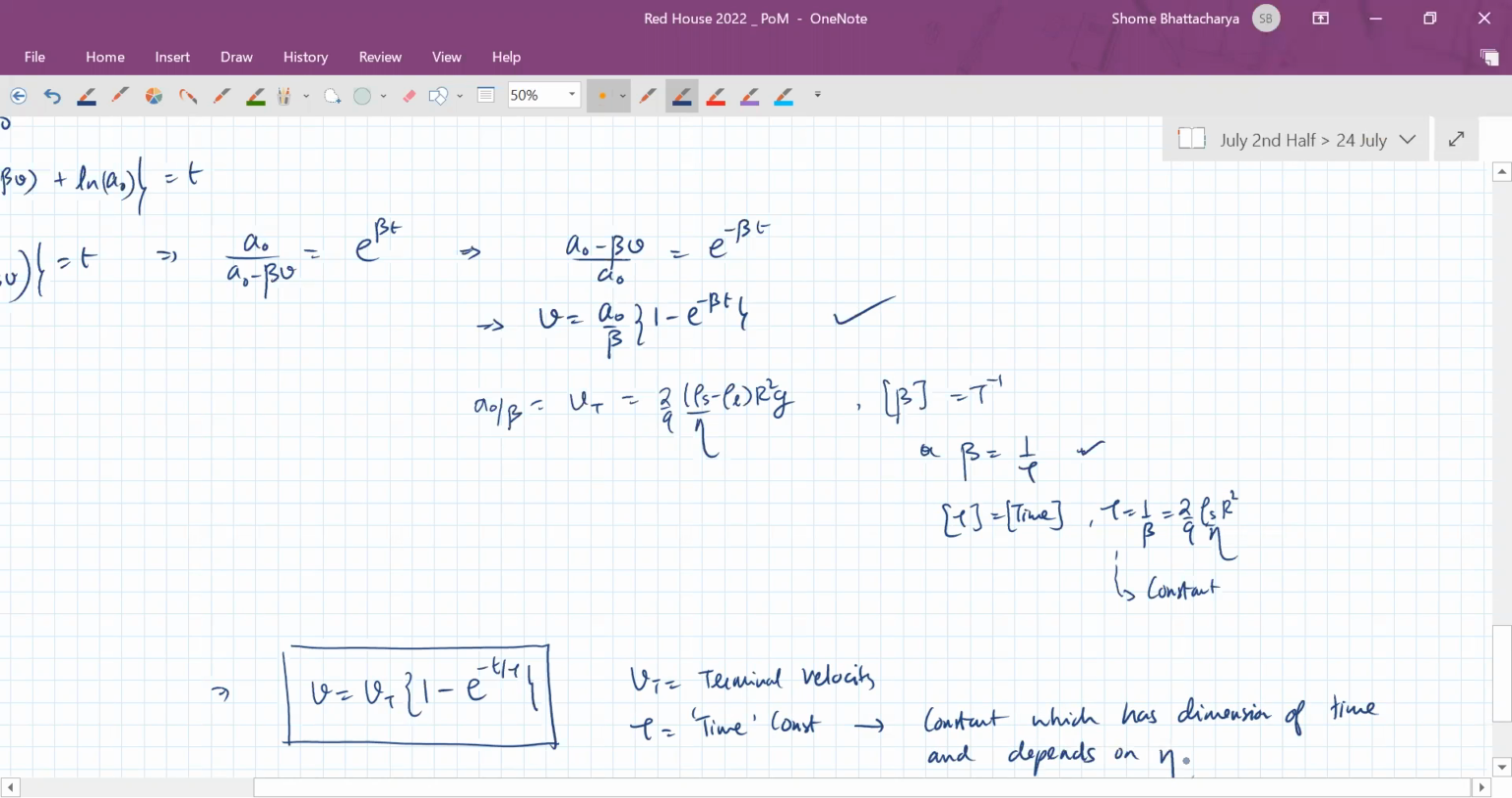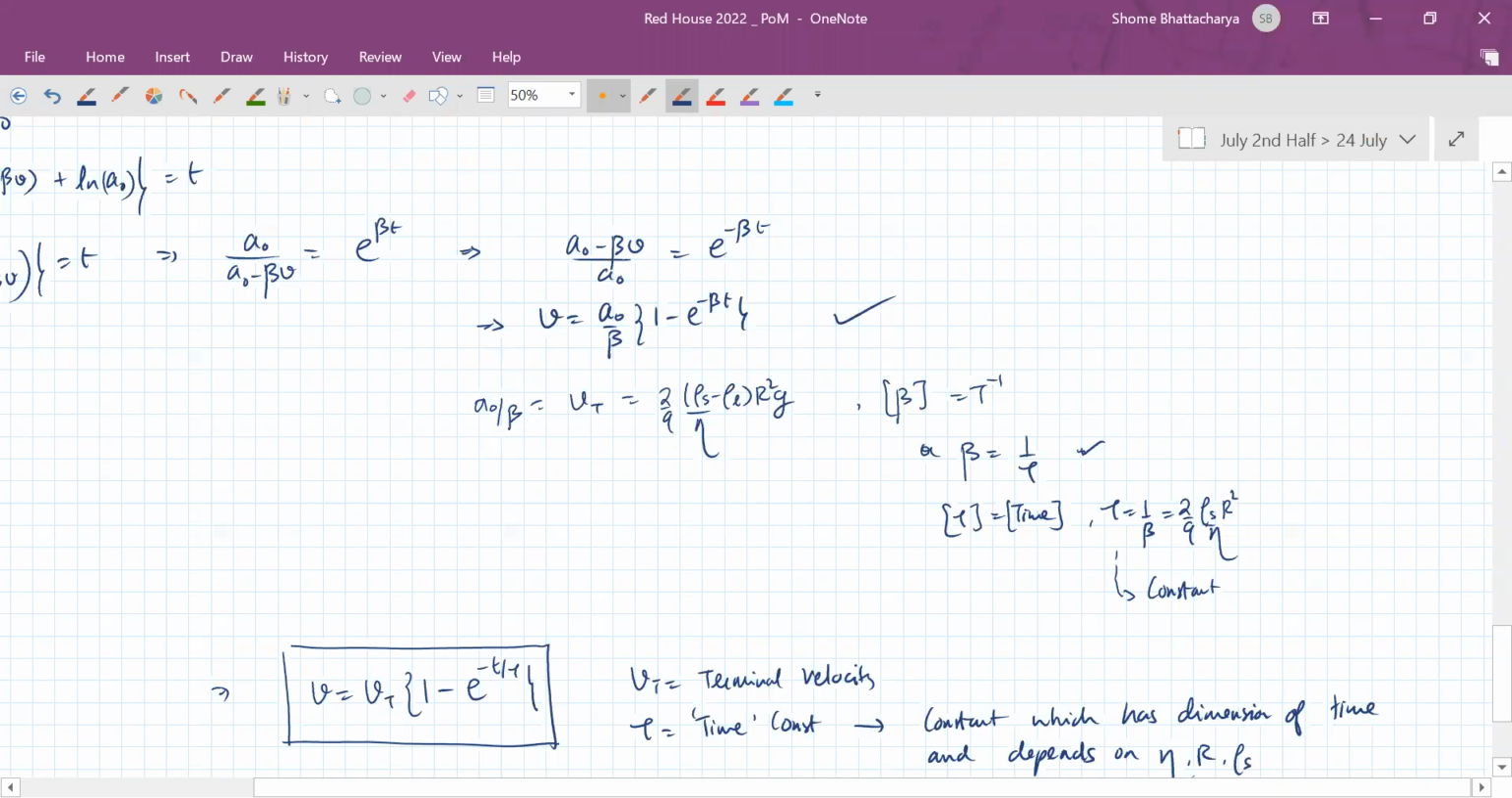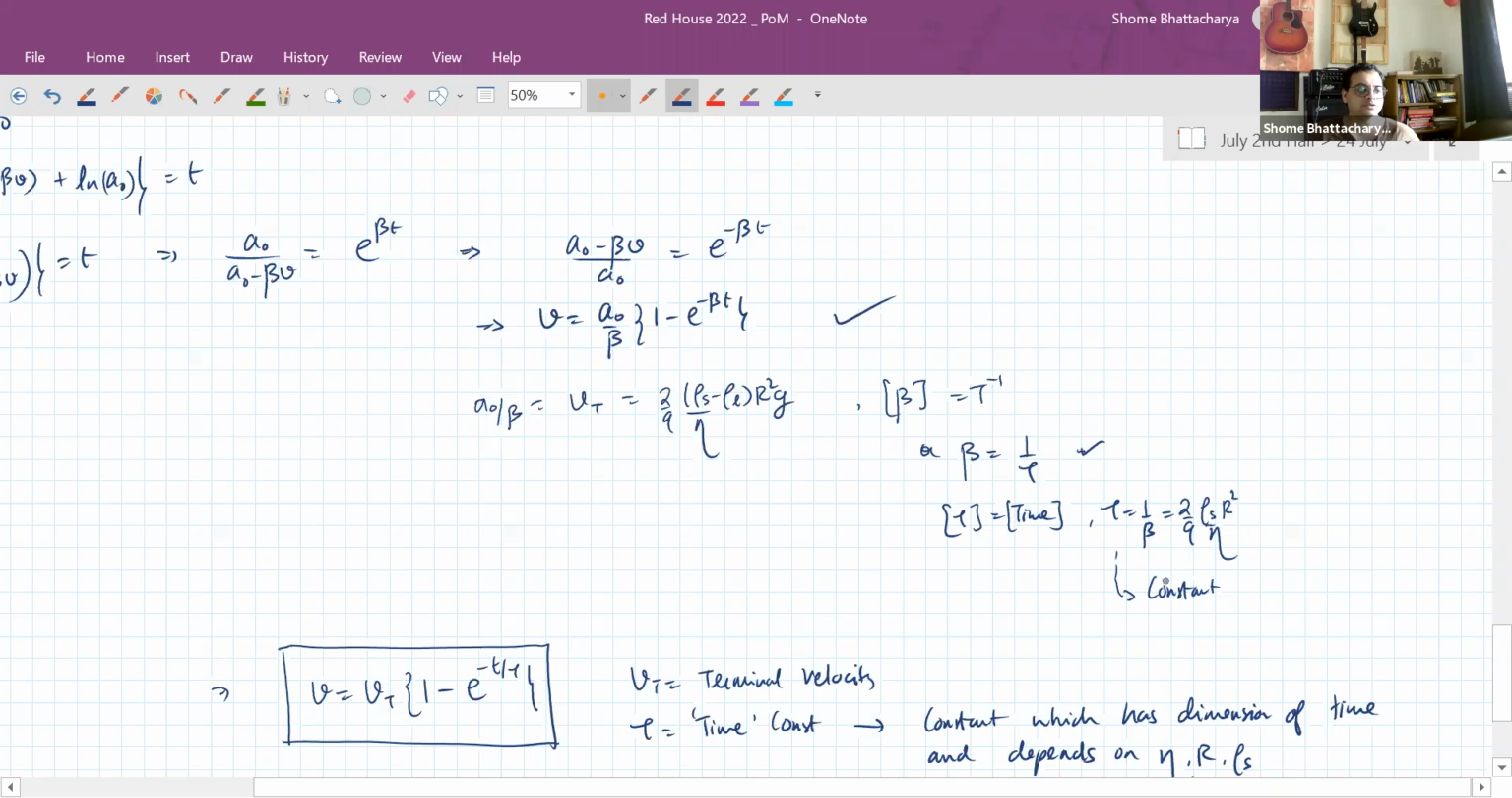It depends on the coefficient of... What was the need to define tau? Sorry, Peter, what's the question again? So what was the need to define tau? I'll tell you, just note down up to here first, because it has a special significance, this time constant.